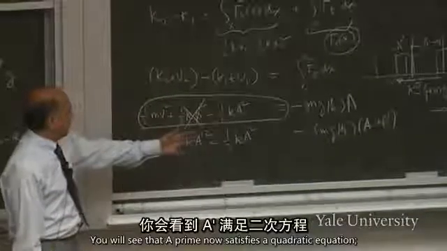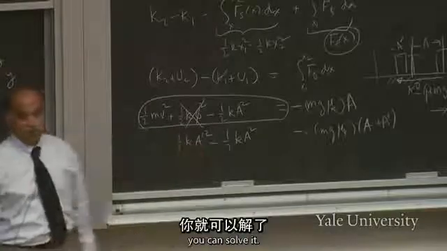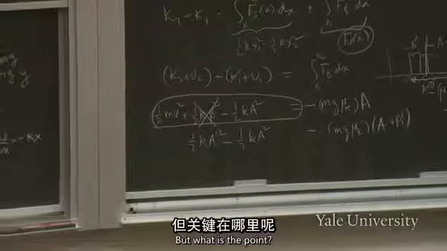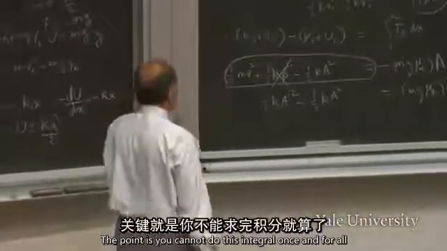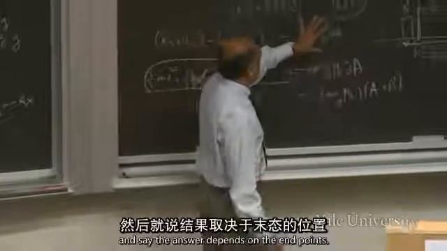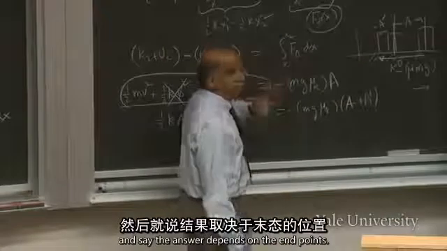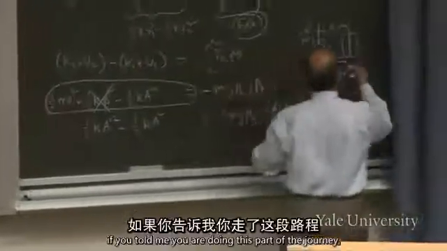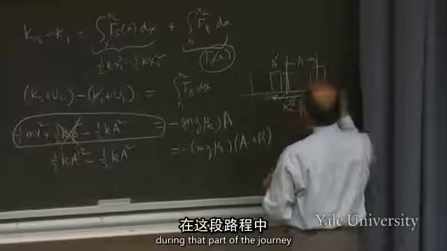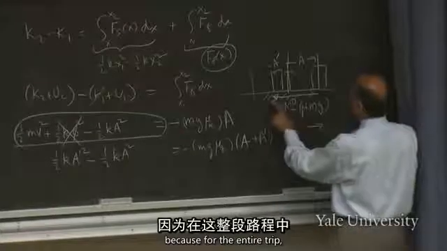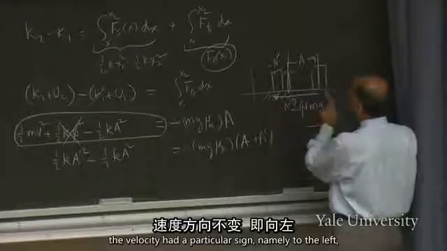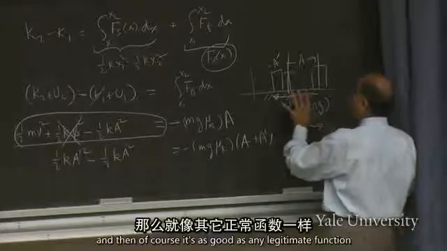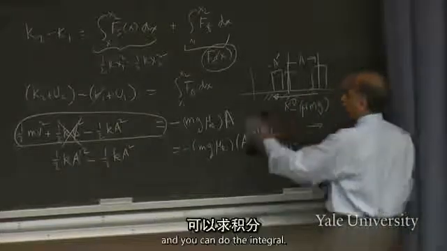You will see that A prime now satisfies the quadratic equation. You can solve it. But what is the point? The point is you cannot do this integral once and for all and say the answer depends on the endpoints. In this particular problem, if you told me you're doing this part of the journey, during that part of the journey, because for the entire trip the velocity had a particular sign, namely to the left, force of friction had a definite magnitude and sign, namely to the right, and then of course it's as good as any legitimate function, and you can do the integral.